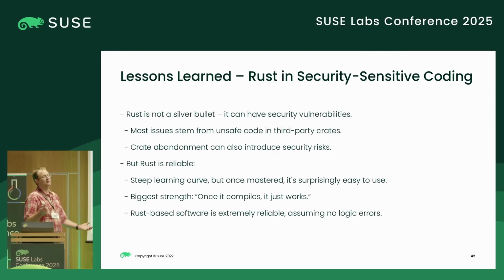Lessons learned about Rust. Himmelblau is written in Rust. As much as I like Rust, it is not a silver bullet. It does not solve all of our problems, and it does not avoid all security vulnerabilities. Most of the issues that I've seen stem from using unsafe code in third-party crates.